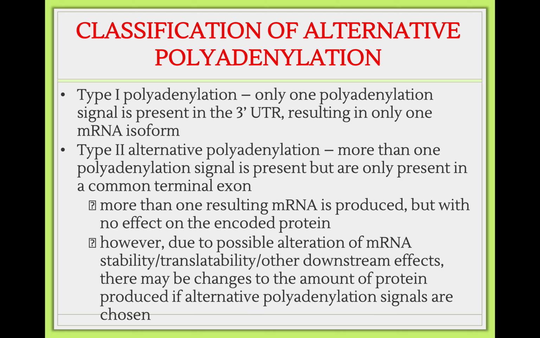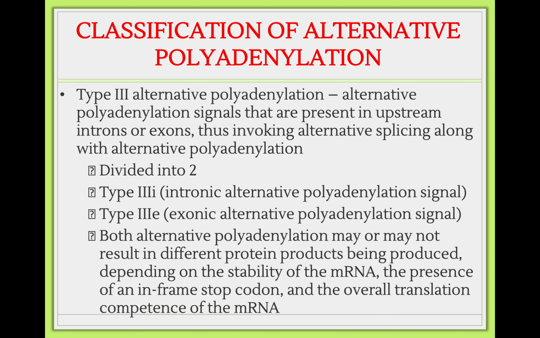Type 2, whereby more than one polyadenylation signal is present, but there is a but here: only one is present in a common terminal exon. So what it will do is produce more than one resulting mRNA, but with no effect on the encoded protein. However, sometimes due to possible alteration of mRNA stability or other downstream effects, there may also be changes to the amount of protein produced. So if this occurs and if it is chosen.